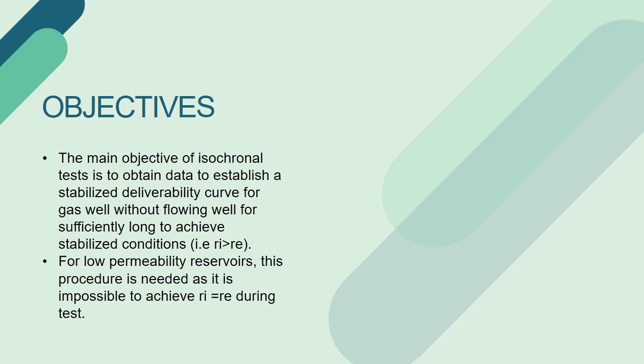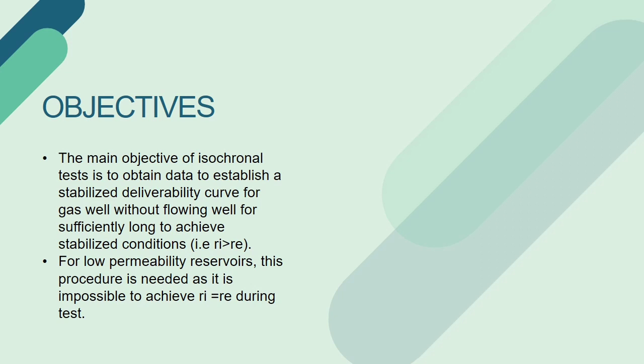The main objective of isochronal test is to obtain data to establish the stabilized deliverability curve for a gas well without flowing the well for sufficiently long to achieve stabilized conditions. In simple words, it means that we need not stabilize the well in order to get the deliverability curve. Through isochronal test, we use the transient state conditions in order to get extended flow rate conditions, and based on extended flow rate condition, we are going to derive the stabilized deliverability curve, which would be discussed in the later part of the presentation.